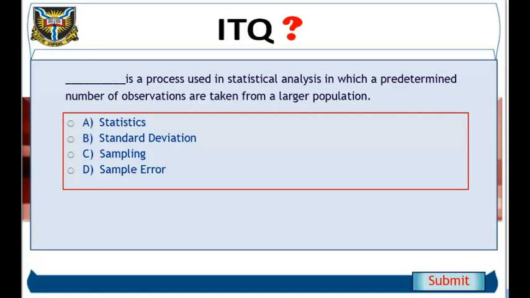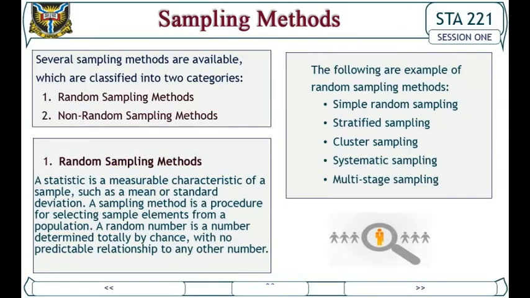In-text question. Dash is a process used in statistical analysis in which a predetermined number of observations are taken from a larger population. A. Statistics. B. Standard deviation. C. Sampling. D. Sample error. In-text answer. C. Sampling.